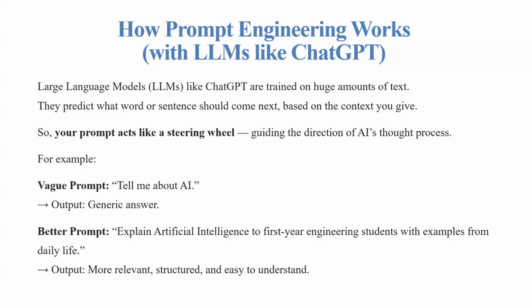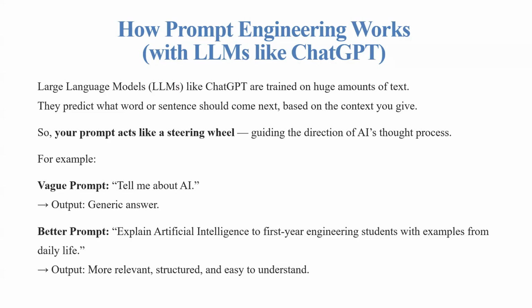When you type a prompt, the AI doesn't search for a fixed answer. Instead, it uses the context of your prompt to predict the most appropriate response. So your prompt is like a steering wheel. Now let's understand the most important idea. Your prompt acts like a steering wheel on a car. Think about a driving car. The engine provides the power, but the steering decides which direction the car moves.